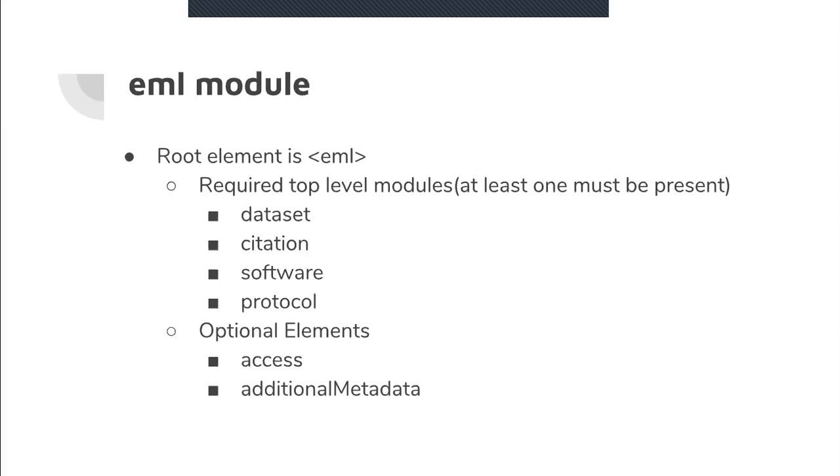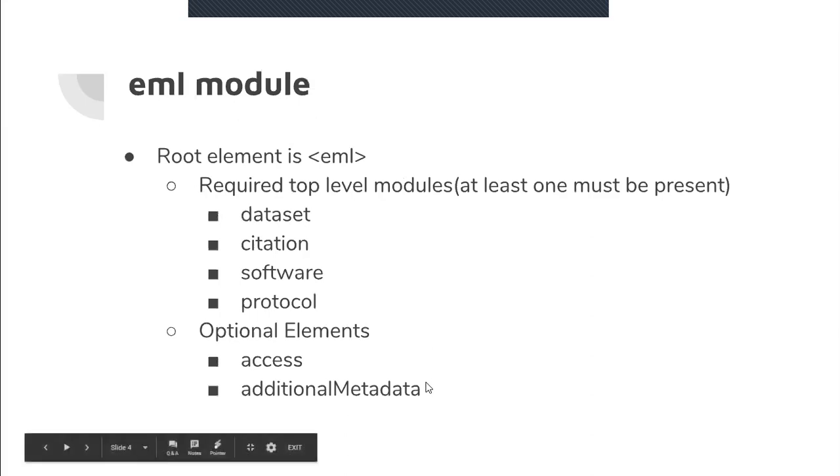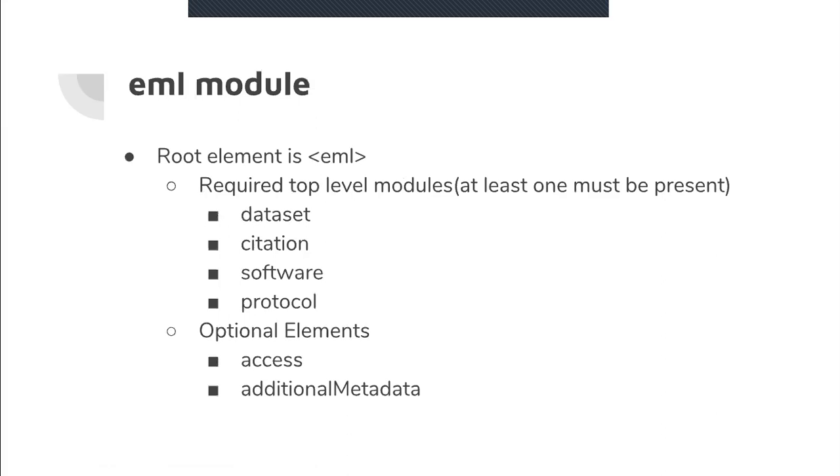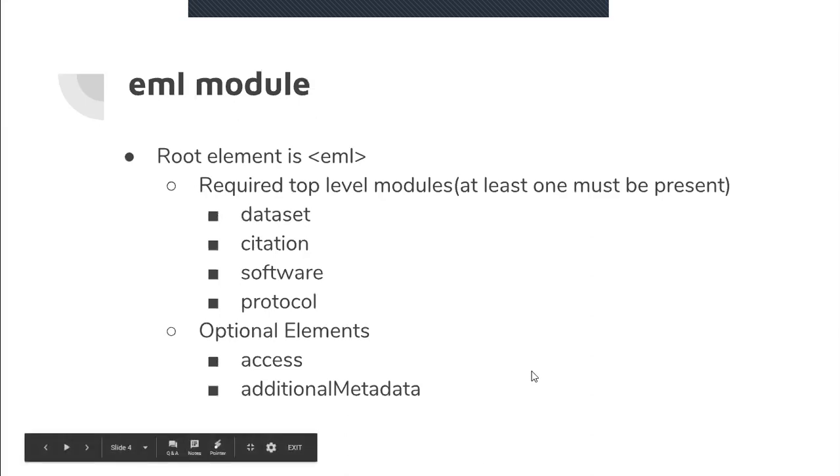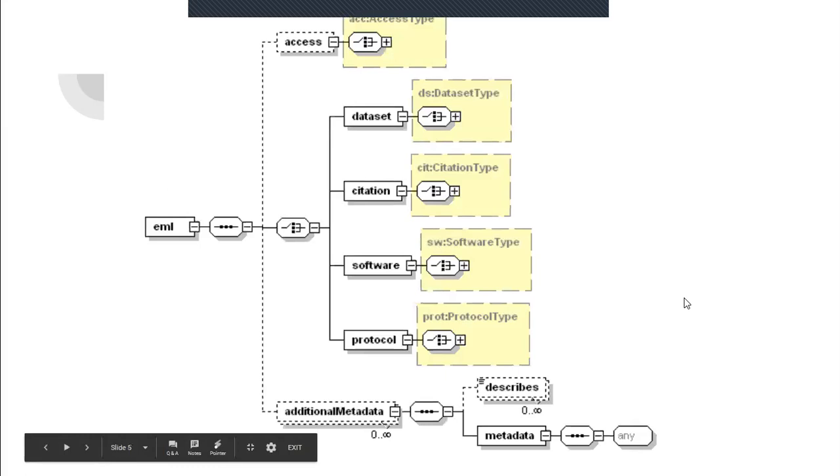There is a root element in the EML schema spec, unoriginally named EML. There are 4 top-level modules, at least one of which is required to be present in the EML tag. These are dataset, citation, software, or protocol. Optional tags include access and additional metadata. The latter is a repeatable element that can catch other specific metadata information which might not fit in one of the 4 required elements. Here is a graphical representation of the data model for elements within the EML tag.